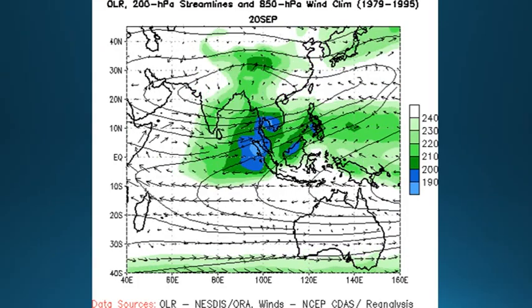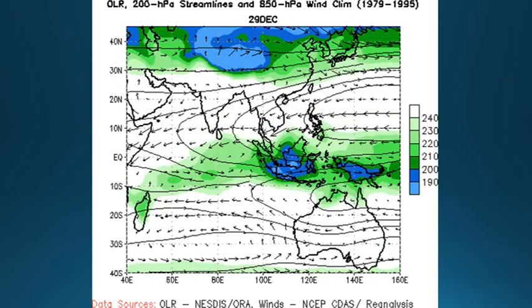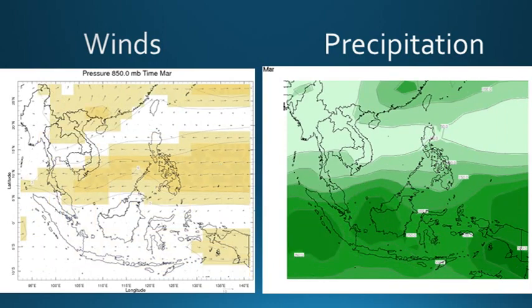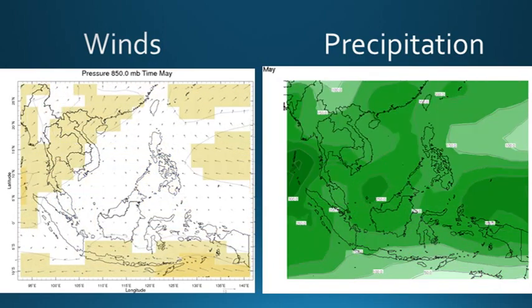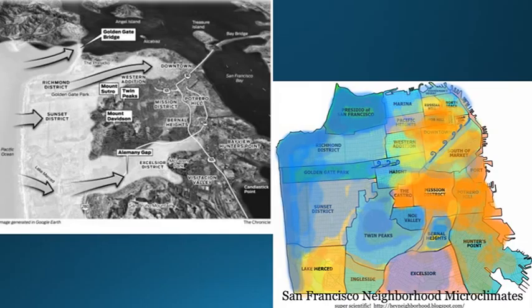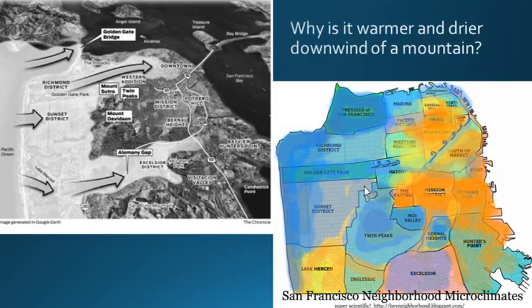As you can see from these animations from the distance learning module, monsoon winds interact with local topography to generate complex precipitation patterns. We learned that the hills in San Francisco play an important role in creating distinct microclimates in different neighborhoods. For example, when I lived in the Castro and the Mission districts, we almost always had sunnier, warmer weather than the neighborhoods on the other side of the mountain. So why is it warmer and drier downwind of a mountain?